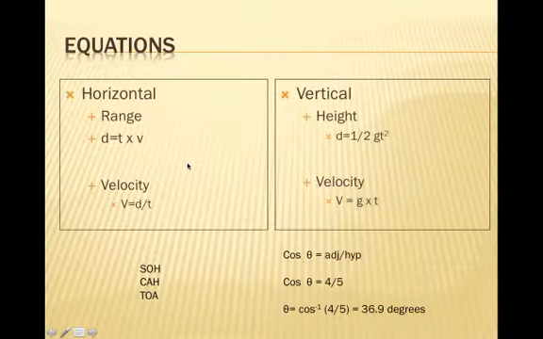Okay, equations that you guys are going to need to know. When you're solving for the horizontal component, your distance is the range, and you will use the equation d equals t times v. And when you're solving for the horizontal velocity, you will use v equals d divided by t. Then when you're solving for the vertical components, to solve for height, you're going to use d equals 1/2 g t squared. And when you're solving for the vertical velocity, you are going to use v equals g times t.